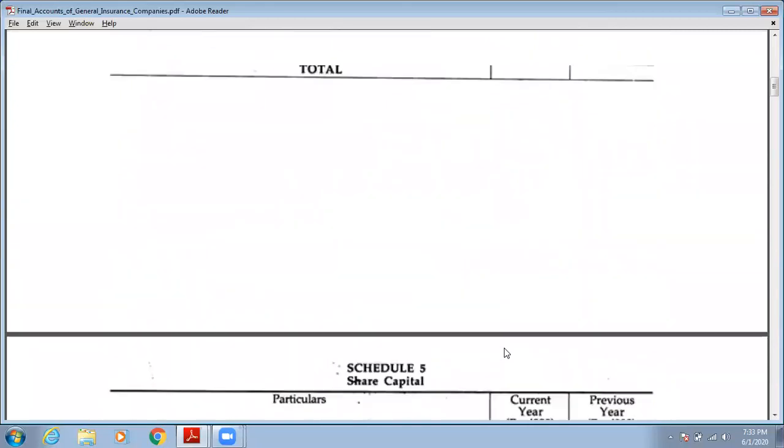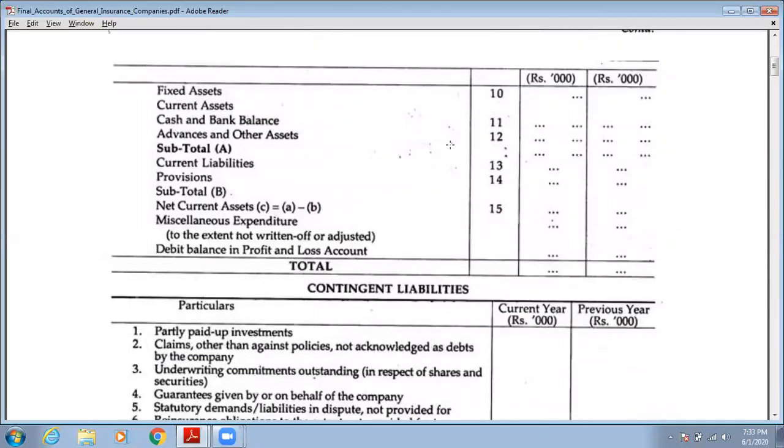We have already talked about up to schedule 12. Okay, then after that you will do the total of the assets which you have written till now. You will do the total of that asset. Okay, then you will start to write current liabilities.